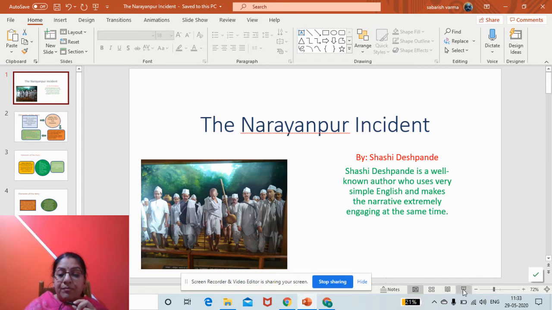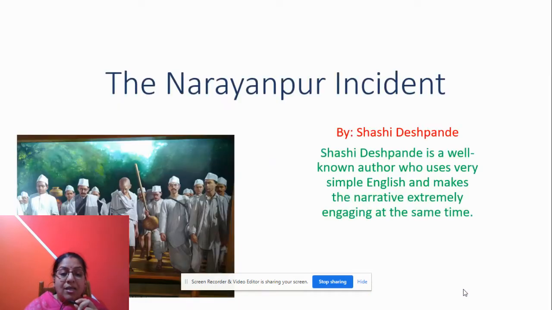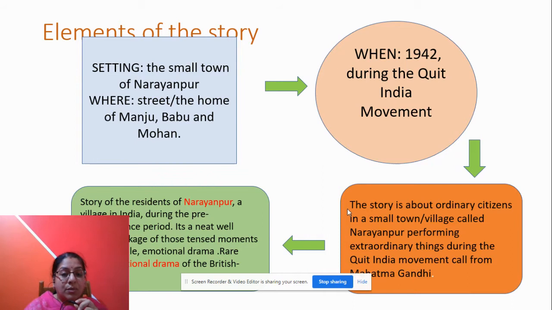Now, we shall check the elements of the story. So, a story should have a blend of the setting, the plot, the characters, the problem, rising action, falling action, and the climax. So, we shall analyze each element of this story.